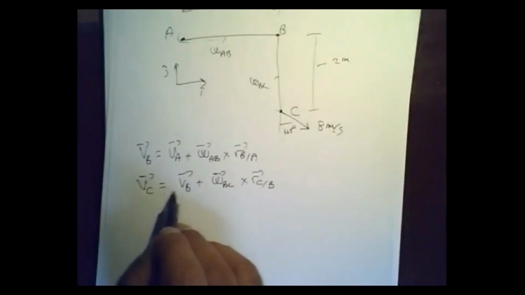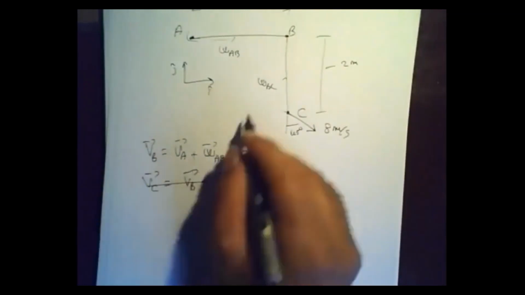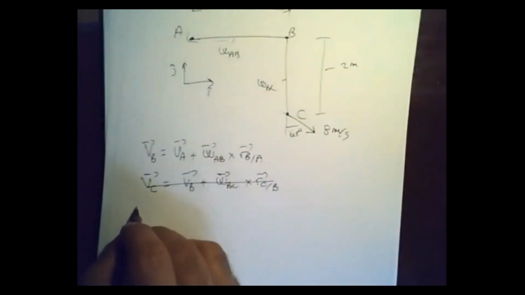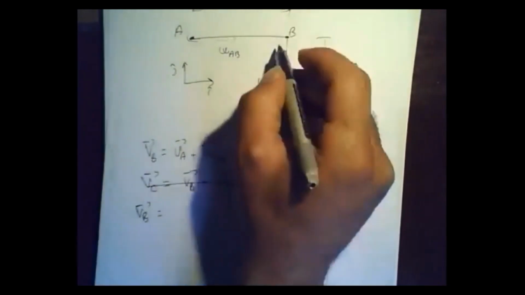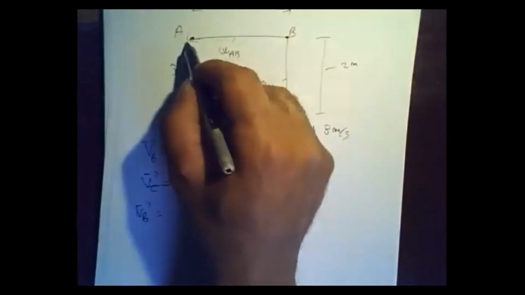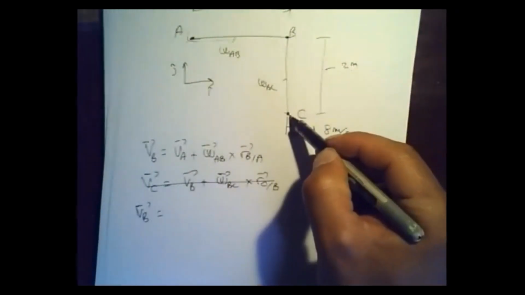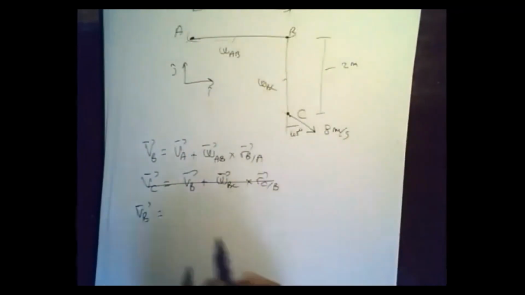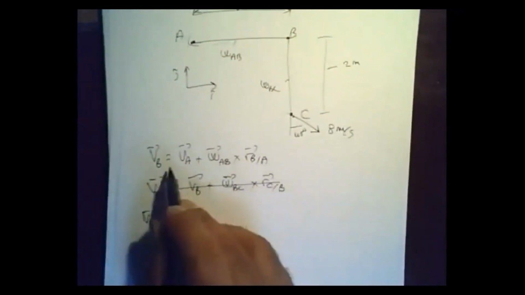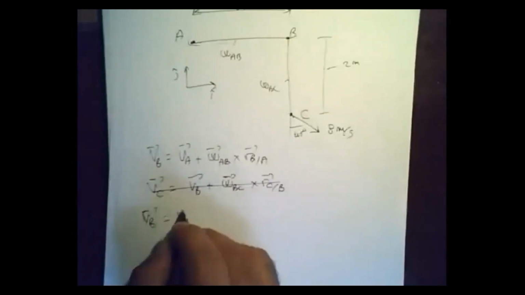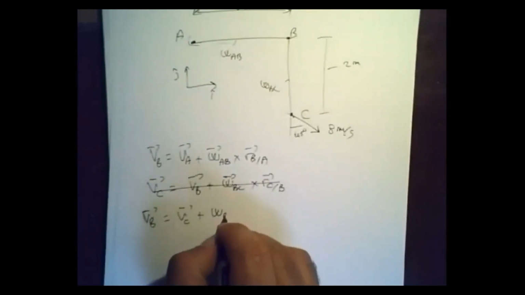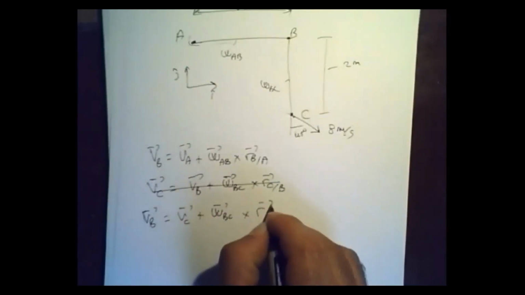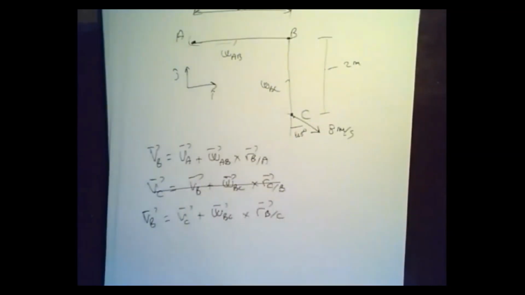Exactly. But one thing here, I shouldn't use VC; I should write VB again. So I find the velocity of B with respect to A and the velocity of B with respect to C, and then I make them equal. So here VB as from A, and then VB is equal to VC plus omega BC cross RB as viewed from C.